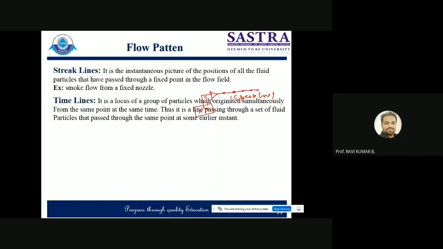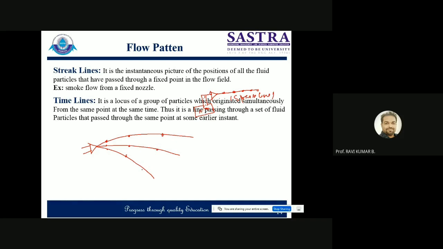Next one is timeline. Timeline is the locus of group of particles which originated simultaneously from the same point at some earlier instant of time. In the first case where you have drawn this, all the particles are going in a well-defined path, and they are coming from a fixed location. But in the timeline case, even though this is a nozzle through which flow is coming, one particle is going like this, another particle is moving like this, third particle is going like this. So the initial position of some particles is like this, then it's going like this.